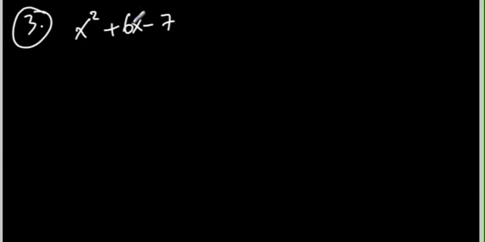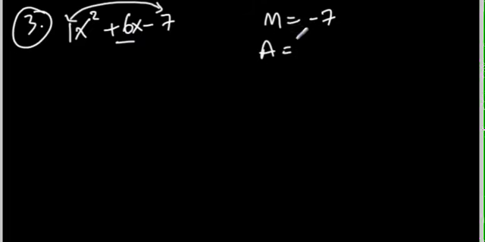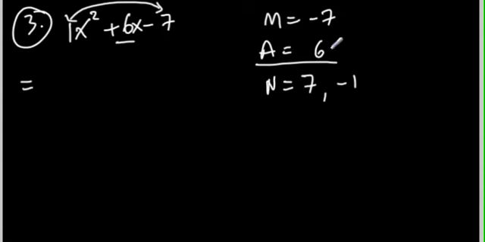All right, number 3. Let's do number 3. It's x squared plus 6x minus 7. If we go through the method again, right? 1 times 7 is negative 7. The middle term is positive 6. And now we've got to find two numbers that multiply to negative 7 and add up to 6. So the ones I can think of are 7 and negative 1. Because 7 times negative 1 is negative 7, and 7 plus negative 1 is 6.